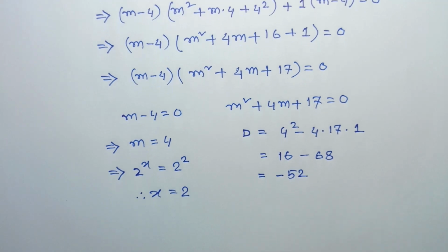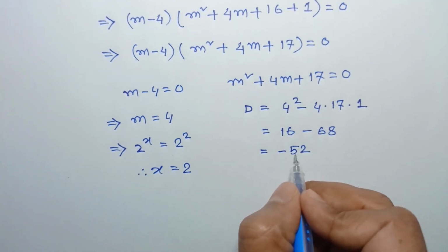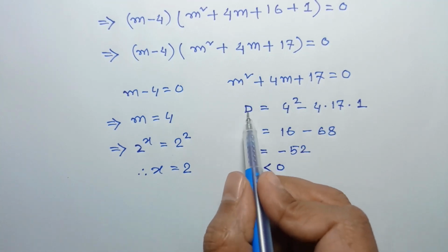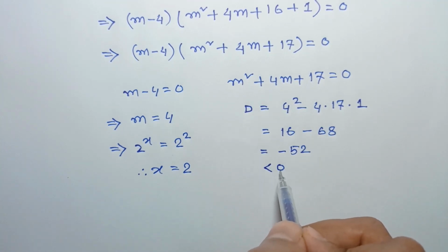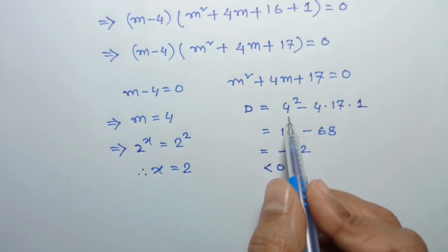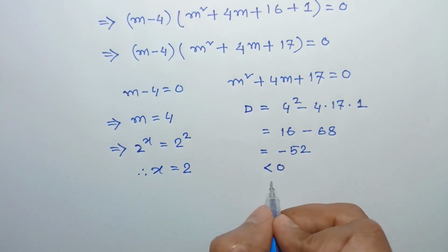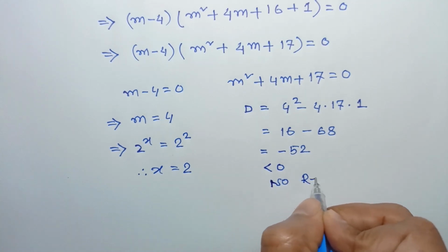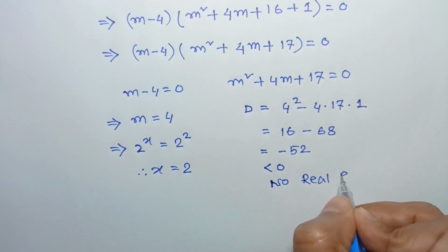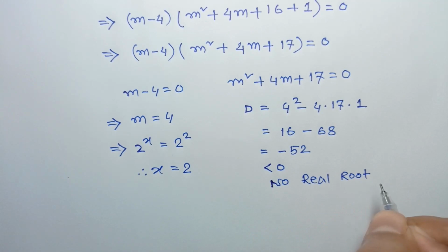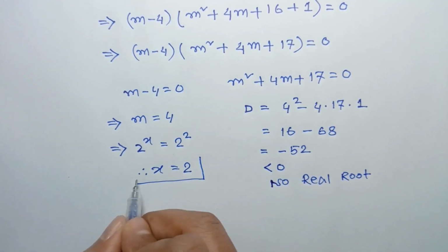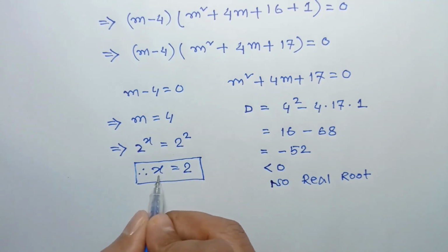52. Here negative 52 is less than 0, as the discriminant is negative, so there is no real root of this equation. So the only real root of this equation is x is equal to 2.